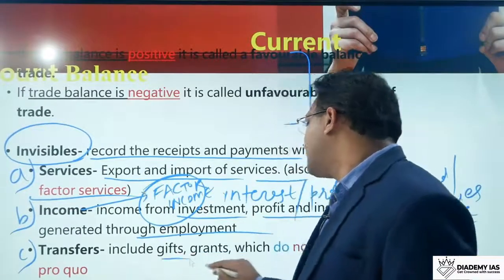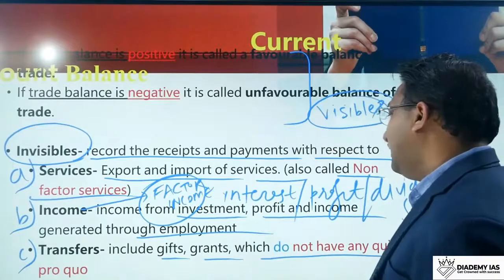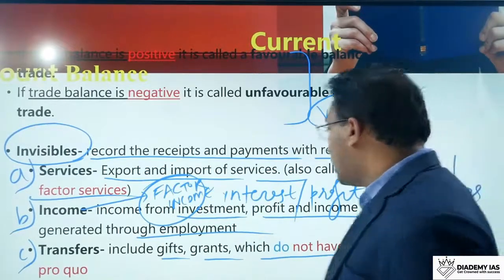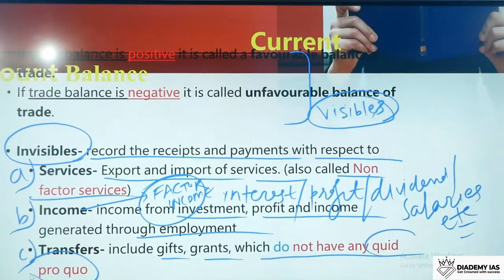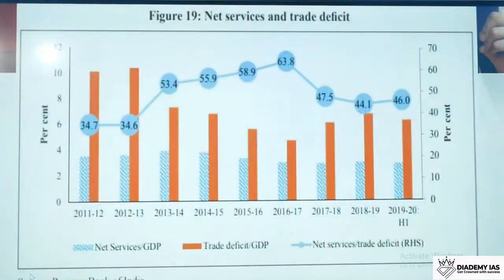Transfers include gifts, grants which do not have any quid pro quo. So there is no reciprocal transaction. There is no quid pro quo. This is called transfers or unilateral transfers.